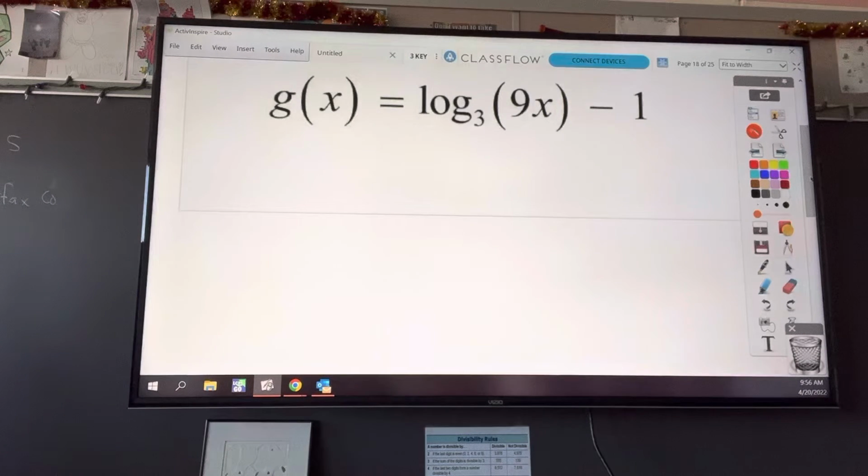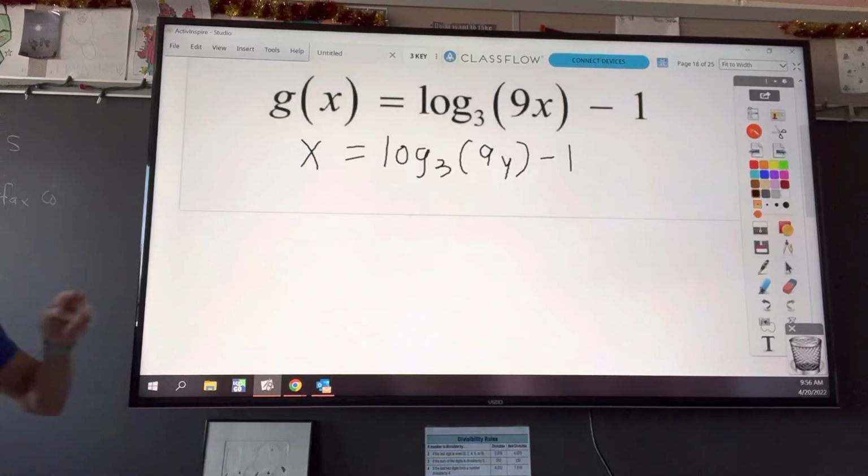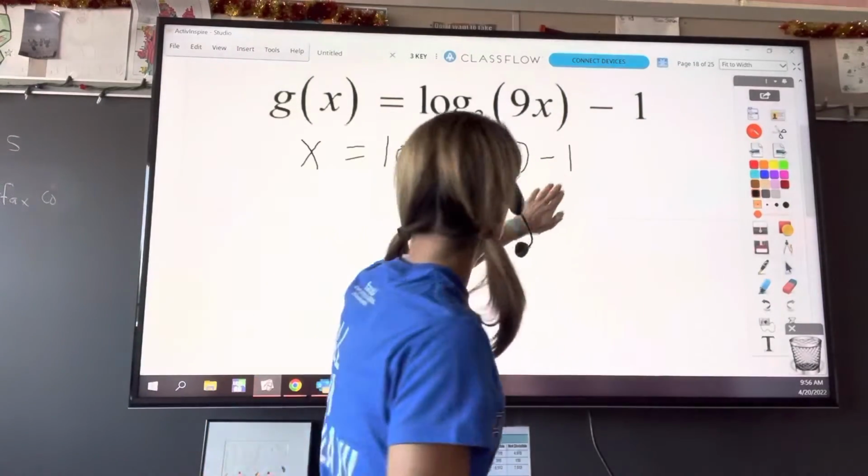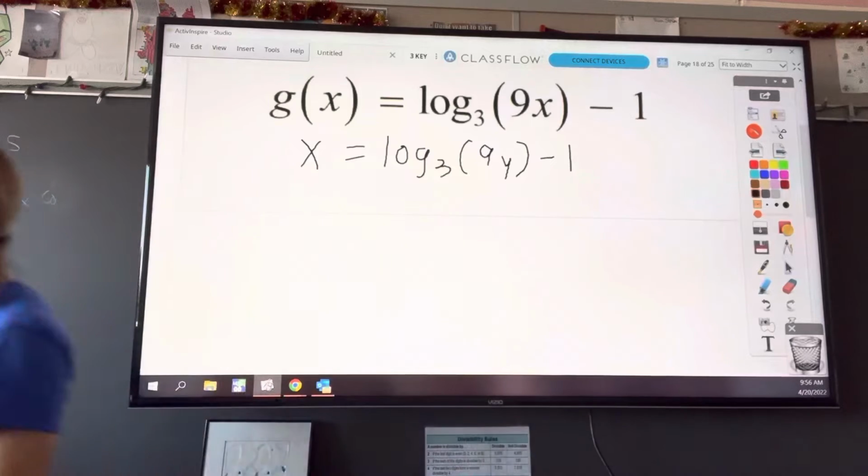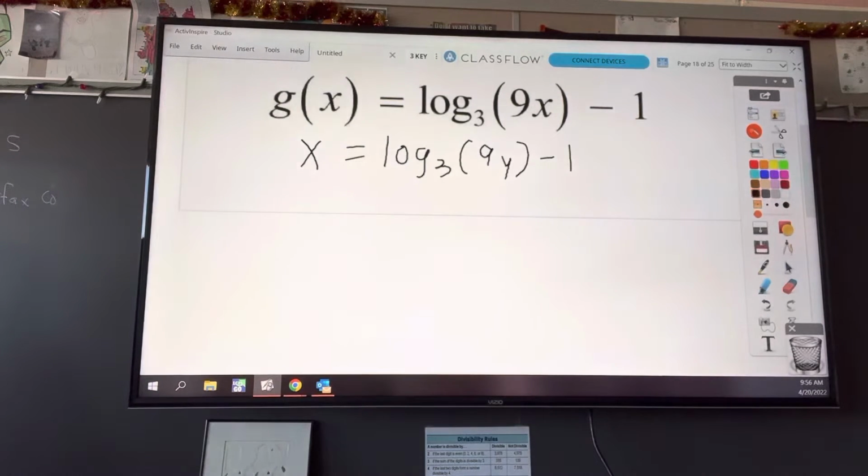So I'm gonna rewrite this as switching the x and the y. X equals log base 3 of 9y, and then minus 1. Now, we want to isolate the y. So let's first move this 1 over. So we'll add 1.